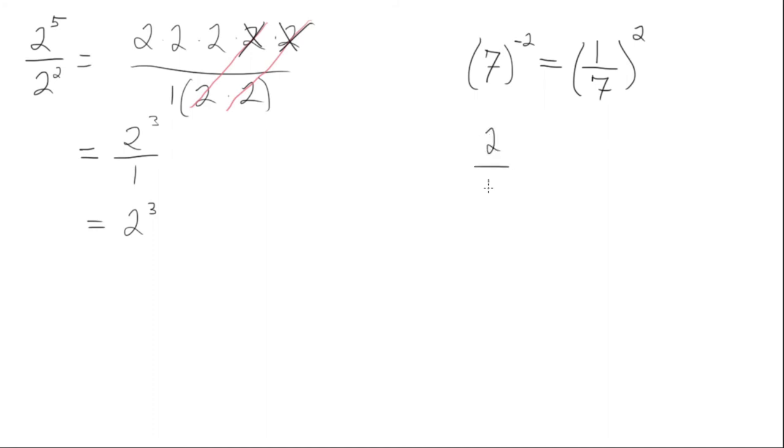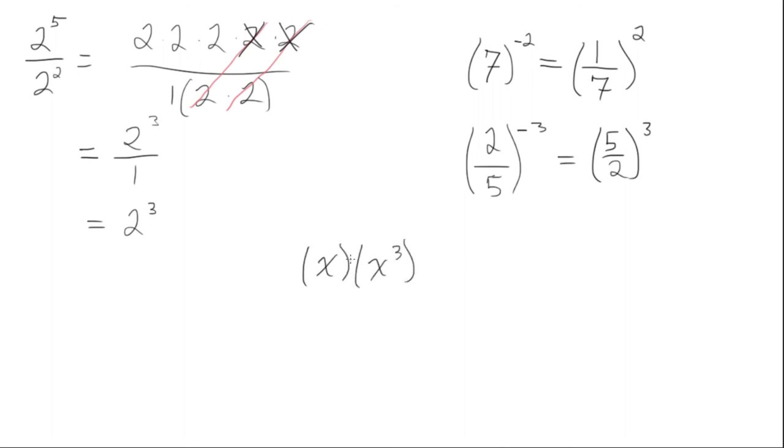Similarly, if I had 2 over 5 all to the power of negative 3, well, that's like just flipping this so that it's 5 over 2 to the power of positive 3. Now, I'm not using this lesson as an actual full-out lesson. I'm just trying to remind us as to what the exponent rules are. So, here we go. When you've got same base, and you are multiplying, you add the exponents. So let's not forget that that's power of 1. When you have same base and you are dividing, you subtract the exponent.